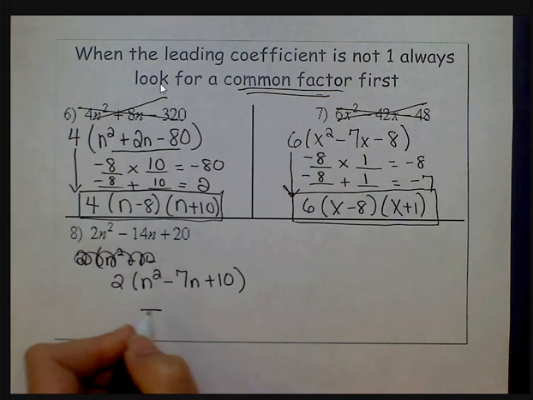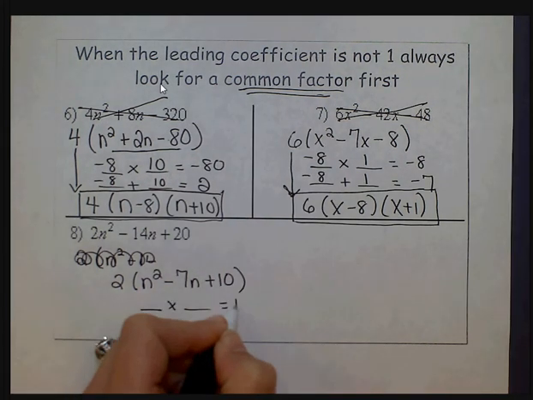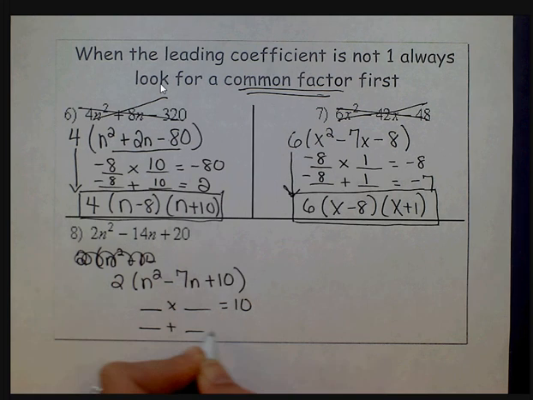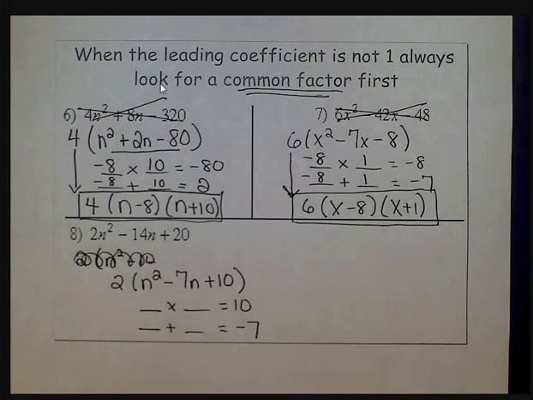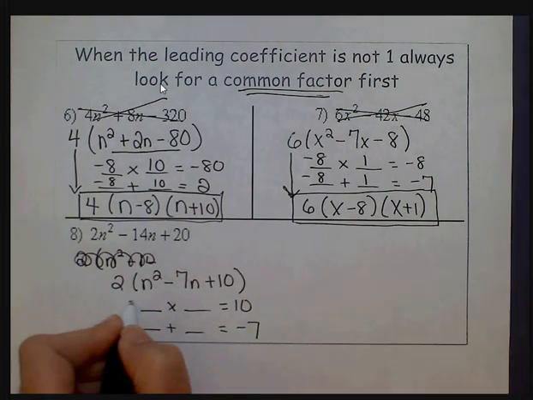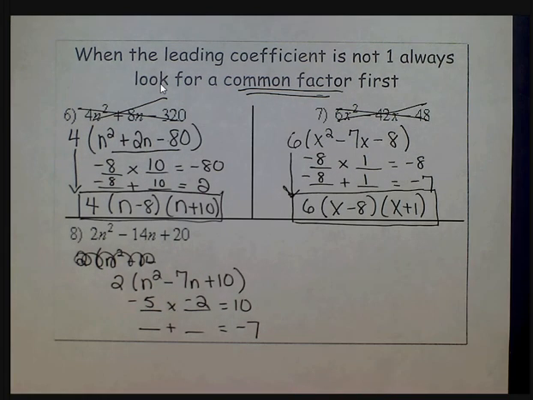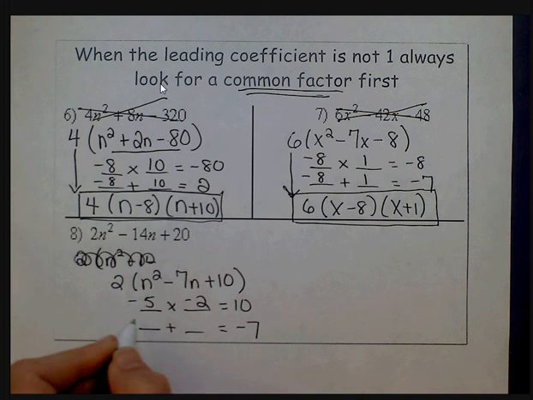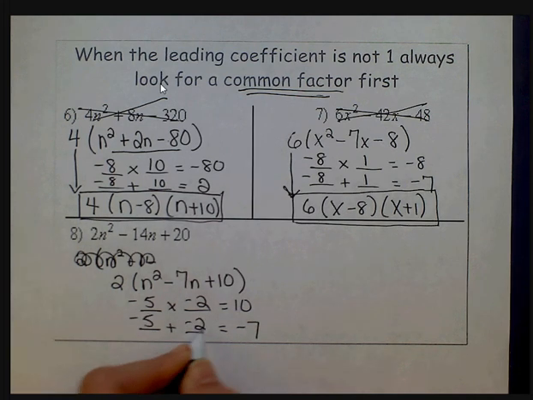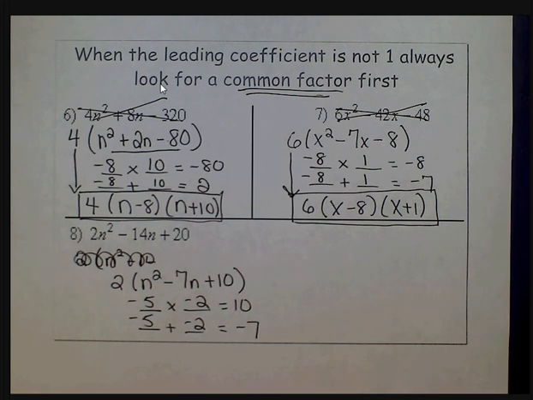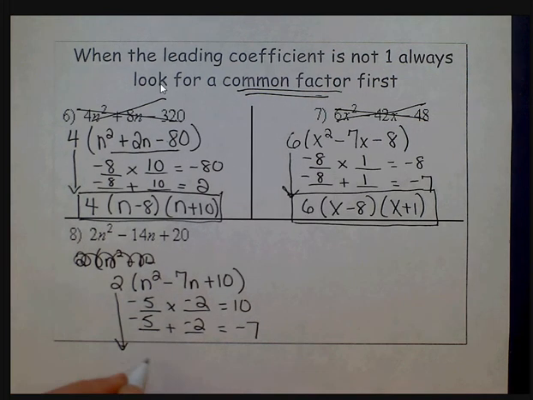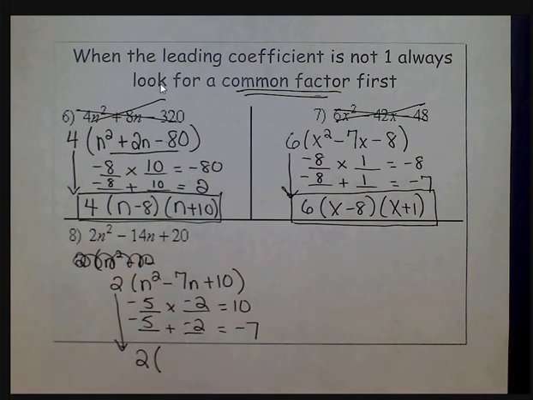So now I'm looking for two numbers that will multiply to give me 10 and add to give me negative 7. So when I think of all the ways to make 10, I come across negative 5 and negative 2. Negative 5 times negative 2 is 10, and negative 5 plus negative 2 is negative 7. So I have to bring that 2 down. My final answer is 2 times n minus 5 times n minus 2.